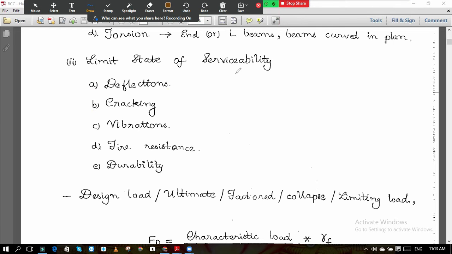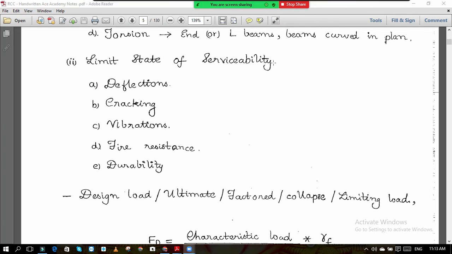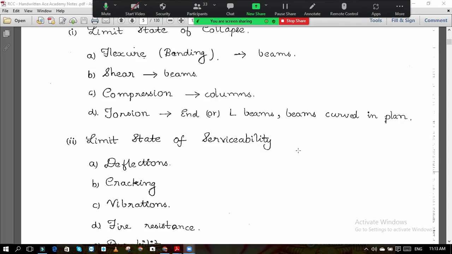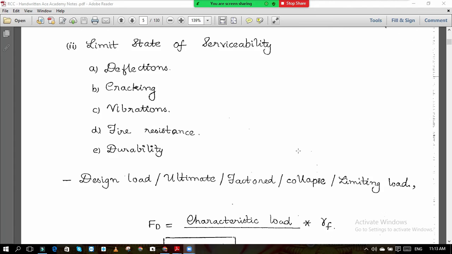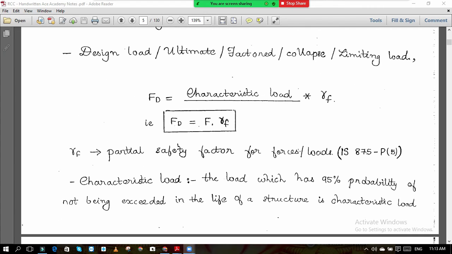Okay, so for the time being, I am just refreshing you on what the things are and what we are going to learn. Okay, so collapse, then serviceability, and after that these things also we have studied: design load, ultimate load, factored load, collapse load, limiting load, all the things are same. So design load is calculated as the characteristic load into gamma f. Gamma f is the partial safety factor. Okay, gamma f is the partial safety factor.